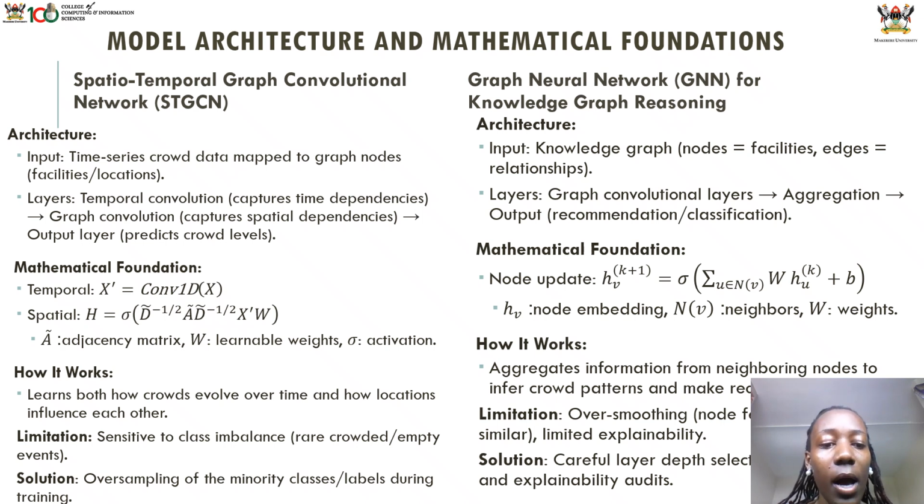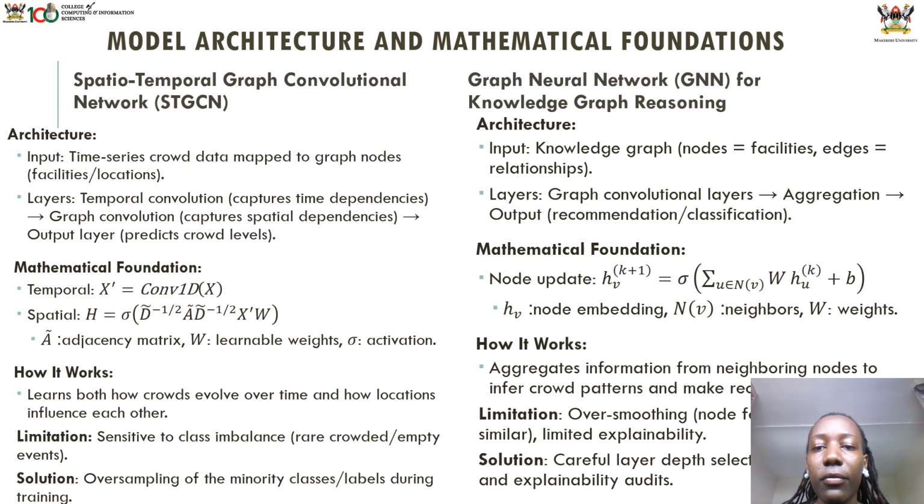It learns from how crowds evolve over time and how locations influence each other. The limitation is that it's sensitive to class imbalances, and the way we solved this was by oversampling our data set to prevent the model from getting biases from the minority classes.